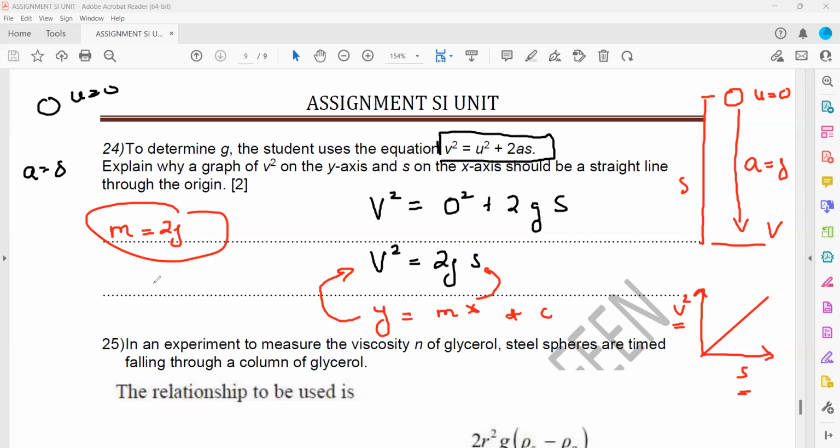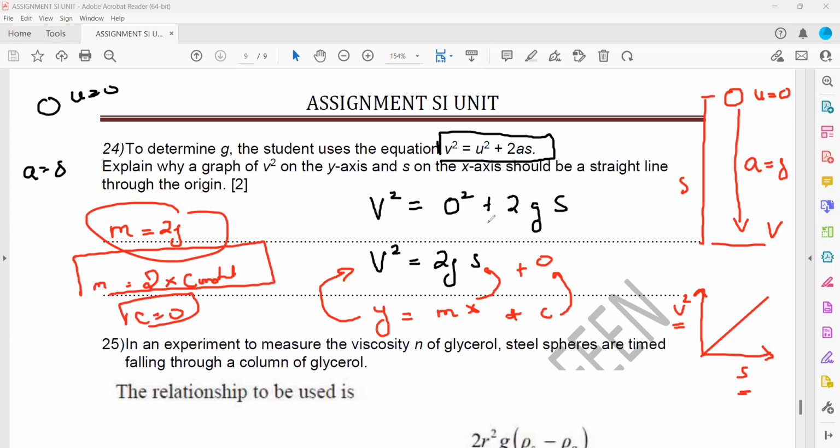Because 2 is a constant number multiplied by acceleration due to gravity, which is also constant. So when 2 is multiplied with any constant, the final answer will also be constant, a fixed answer. It will be independent of the speed and the height from which we drop this object. That's why it will be a straight line. And how do we know it starts from the origin? You can see there is no y-intercept, or the y-intercept is equal to 0. So the gradient is constant and the y-intercept is 0. That's why it will always be a straight line passing through the origin when an object is dropped from a certain height.